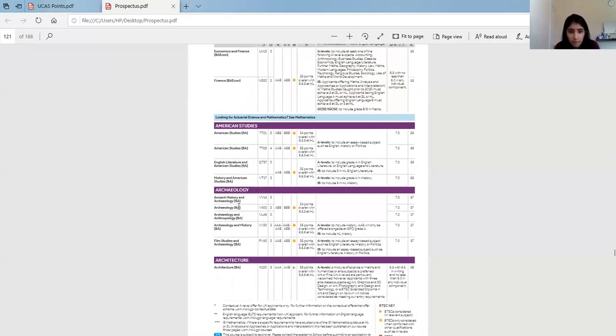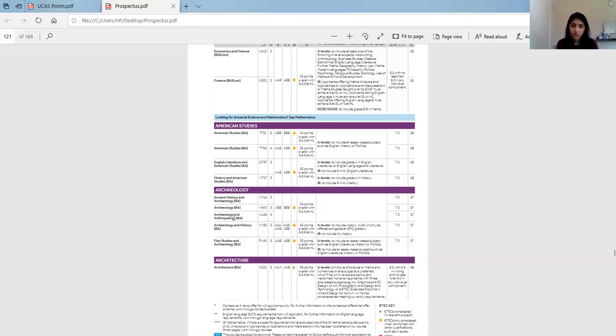Okay, so here, archaeology, here it says the A-level requirements are ABB. And if you go more here towards the right, unlike psychology, this one doesn't have any particular A-level subjects it's looking for. So it's likely that you can study this degree with any A-levels as long as you have the grades ABB.